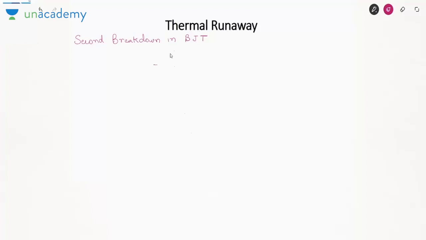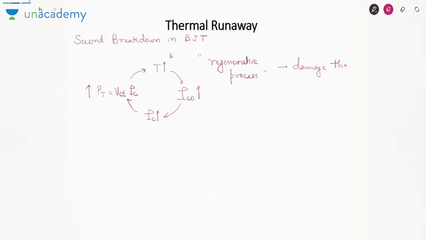So what we said is, as temperature increases, the reverse saturation current ICO of the BJT increases, due to which the collector current also increases. Due to this collector current increase, the power in the transistor, VCE into IC, also increases. Due to the increase in power dissipation, temperature will increase. So this is a regenerative process which can damage the transistor. That is called thermal runaway.